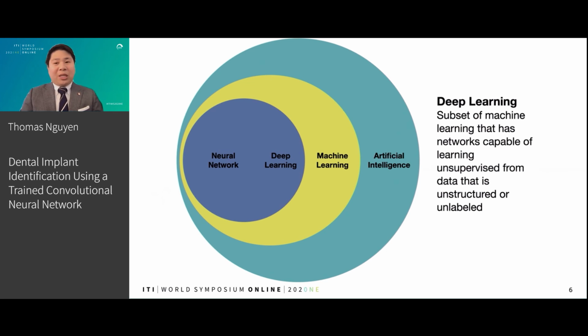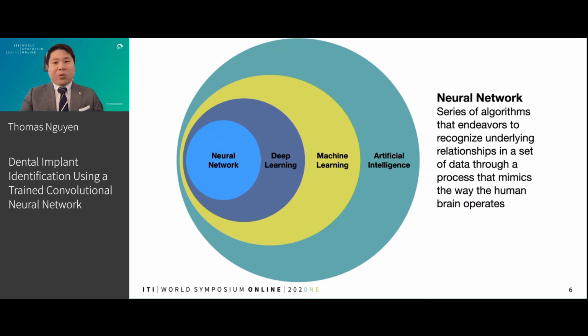When we talk about deep learning, this is a subset of machine learning that has networks capable of learning unsupervised from data that is unstructured and unlabeled. So this is their own way of learning and comprehending data. And finally, the neural network is a series of algorithms that endeavors to recognize underlying relationships in a set of data through a process that mimics the way the human brain works.